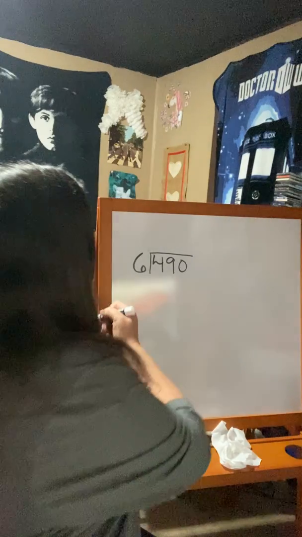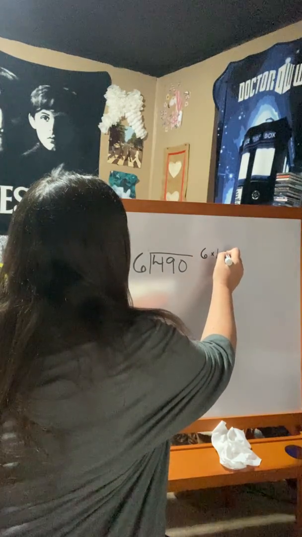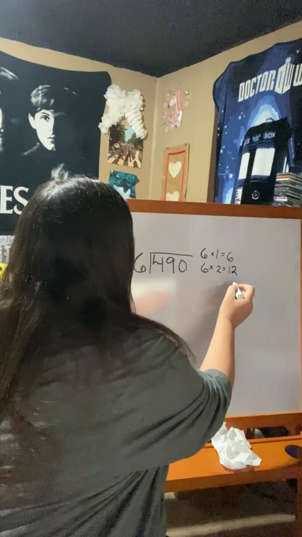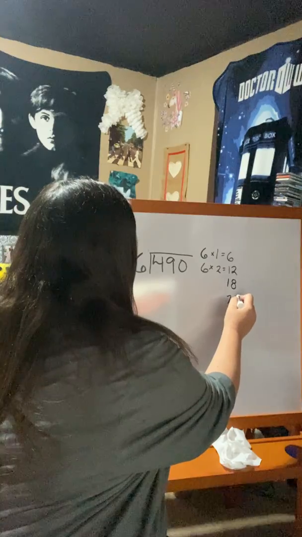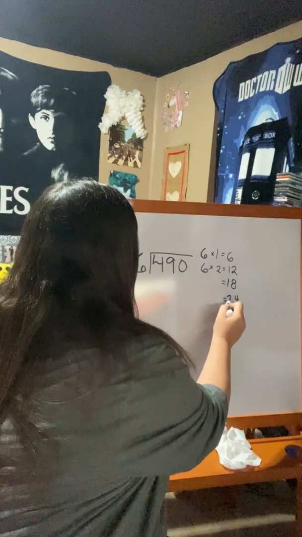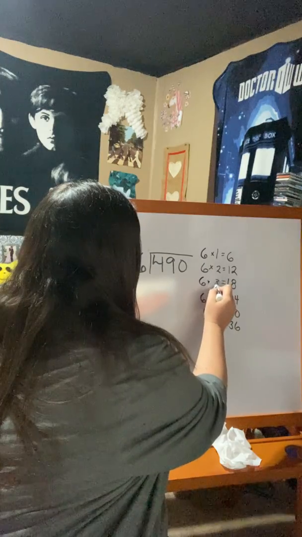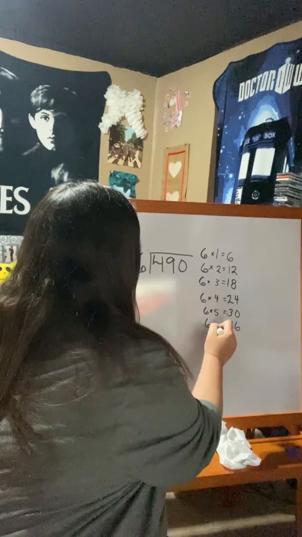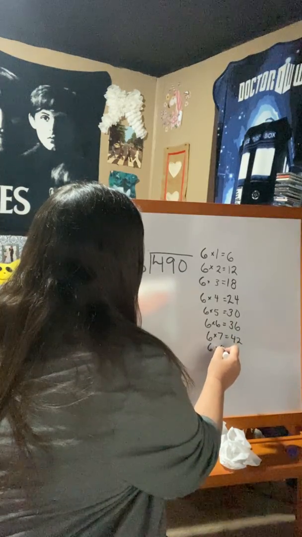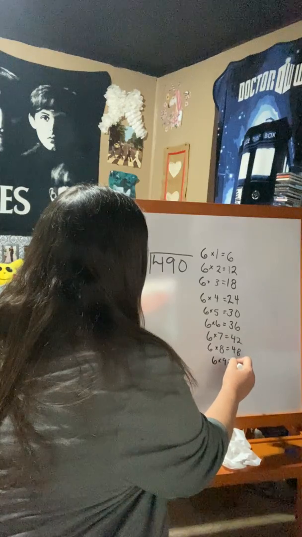Six into 490. So if you haven't memorized your multiplication facts, you write them out. 6 times 1 equals 6. 6 times 2, count by 6s, 12, 18, 24, 30, 36. 6 times 7 equals 42, 6 times 8 equals 48, 6 times 9 equals 54.